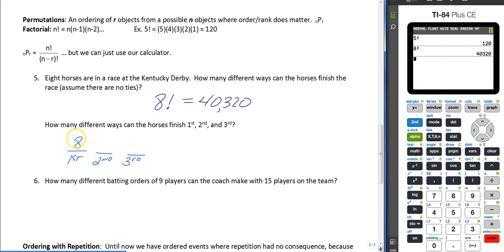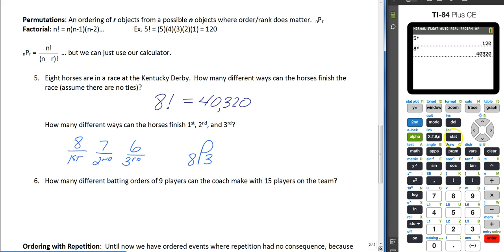And we would have 8 choices for the first place, 7 for the second, and 6 for the third place winner. Now our calculator will just do that for us if you wanted to say there's 8 in the race. How many different ways can we permutate 3 horses? Now remember, we use permutation because the order matters.